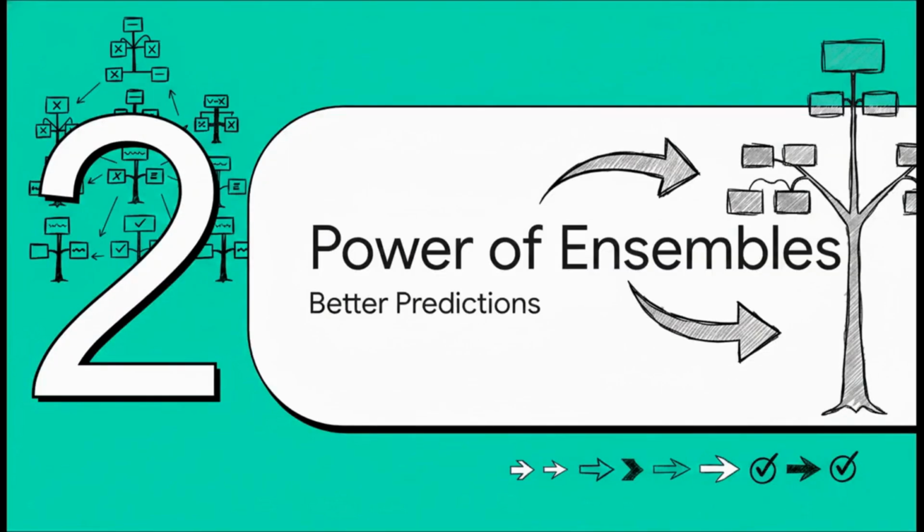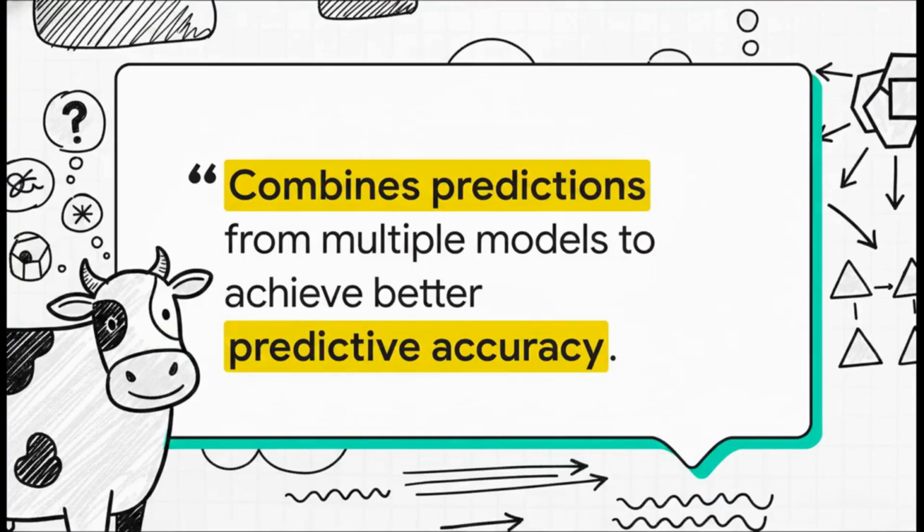Section 2. The power of ensembles. Teaming up for better predictions. Okay, so imagine you build a predictive model. Maybe it's a decision tree, but it's kind of weak. It makes mistakes. Instead of just throwing it in the trash, what if you built a whole team of weak models? That right there is the core philosophy of ensemble methods.